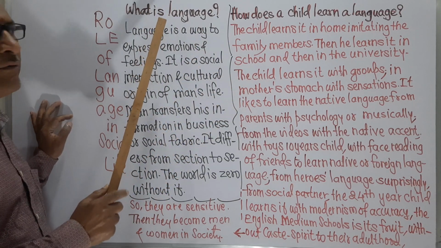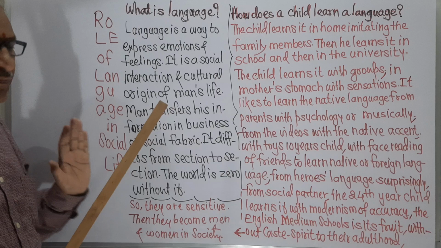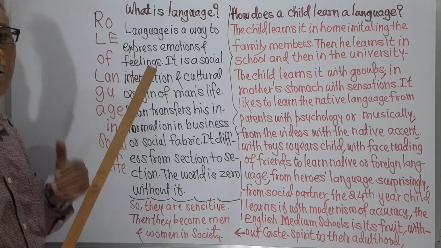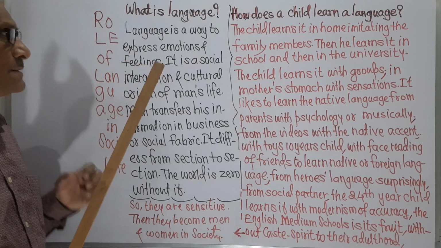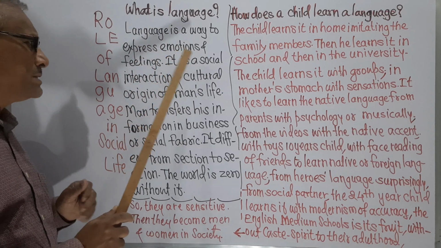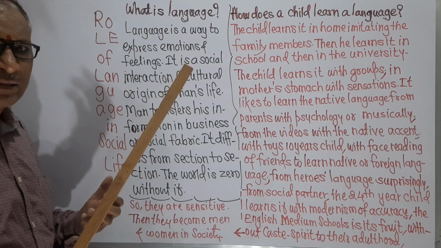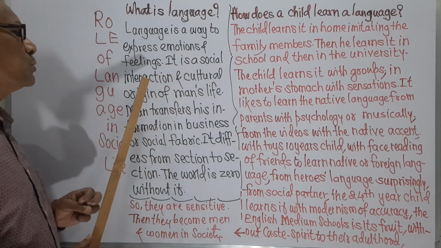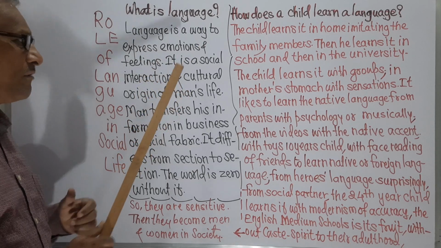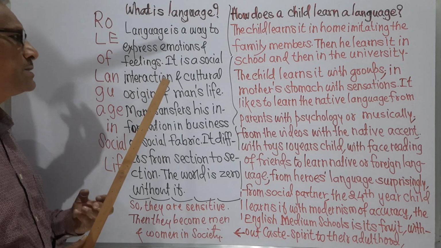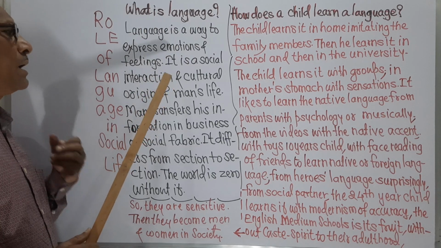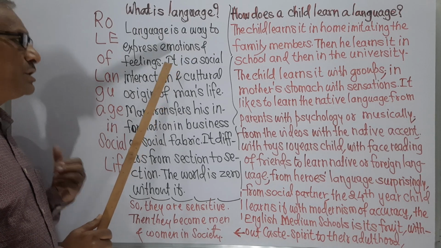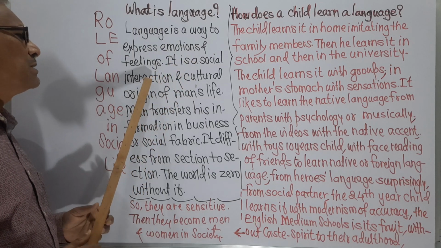Remember, at first I will tell you what is language. Language is a way. It is a particular method, a particular means to express emotions and feelings. We can express emotions and feelings with the help of language. It is a social interaction, meaning a person and person come together and discuss their emotions and feelings with each other. That's why it is a social interaction.